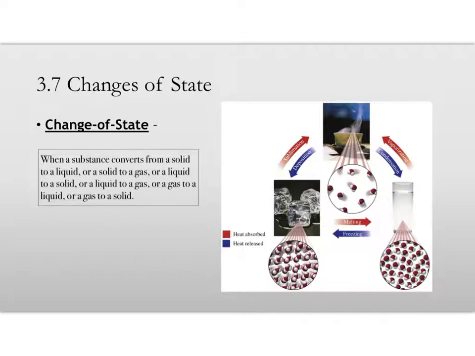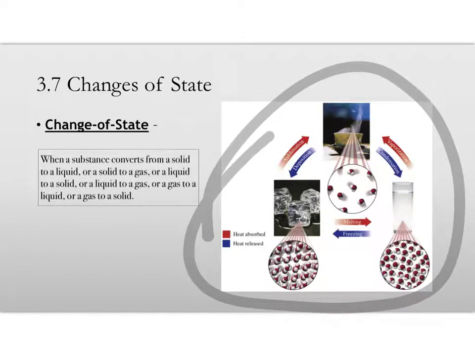You can see all of those ideas in this diagram on the right. You have the solid on the bottom left, which is ice in this case. You've got the liquid at the bottom right, and the gas at the top of the triangle, which would be steam.